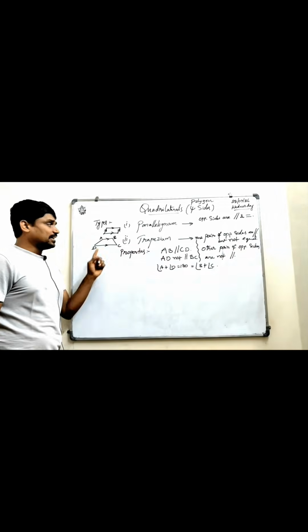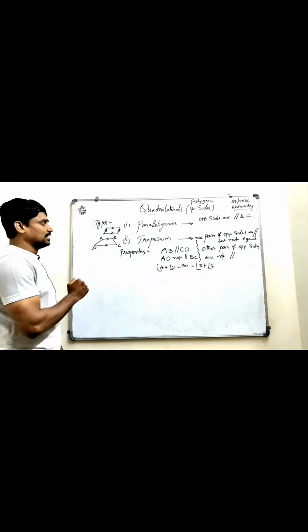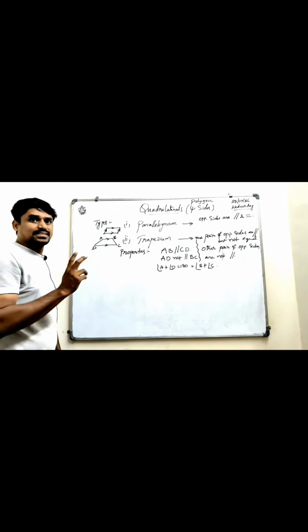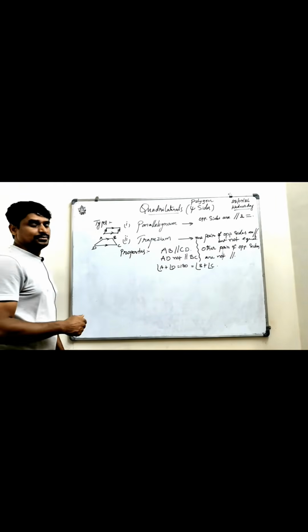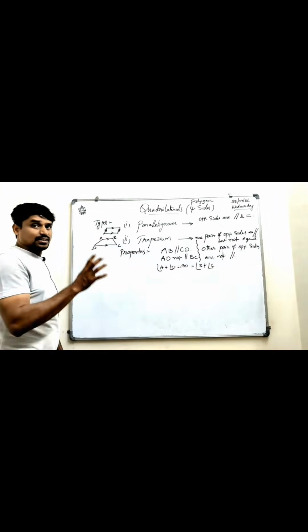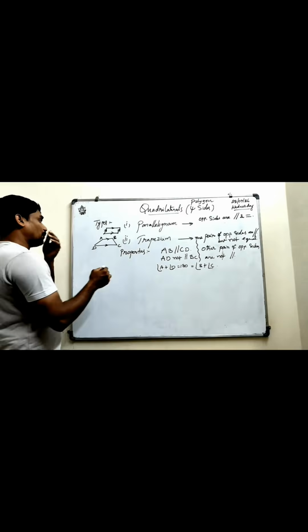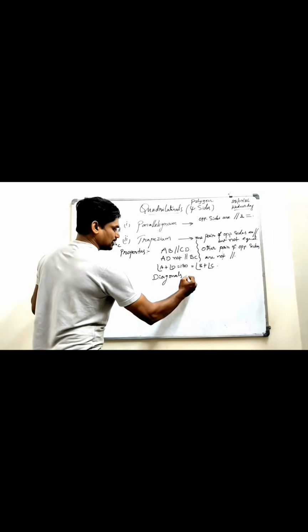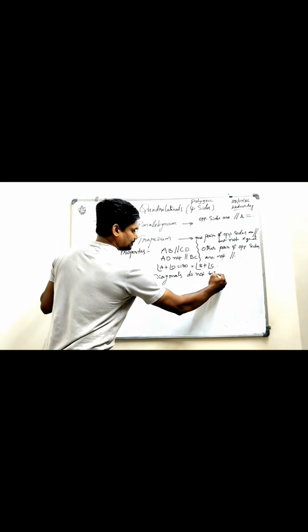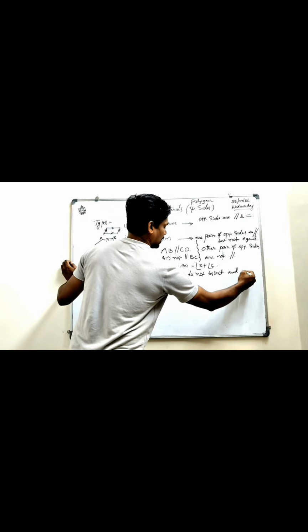Why? AB parallel to CD, right? If AB parallel to CD, then BC acts as a transversal, and angle B and angle C act as co-interior angles or allied angles. They are supplementary, no? That's why 180. And also here, D and A act as co-interior angles. So the sum is also 180. What about diagonals then? Diagonals do not bisect and are also not equal.